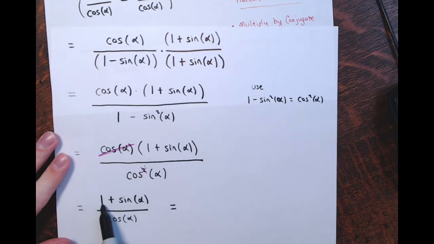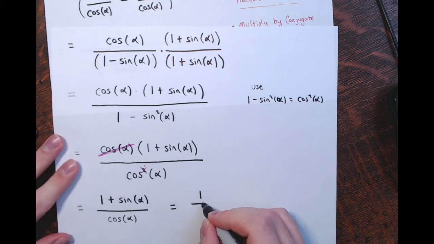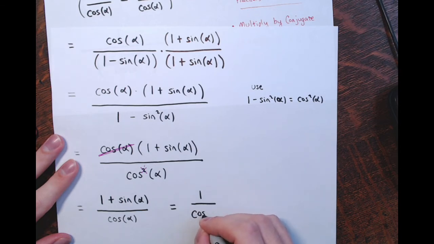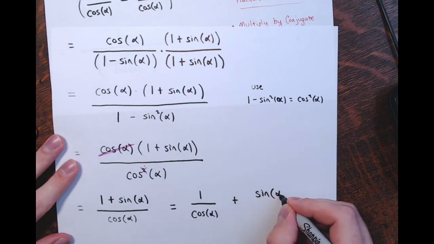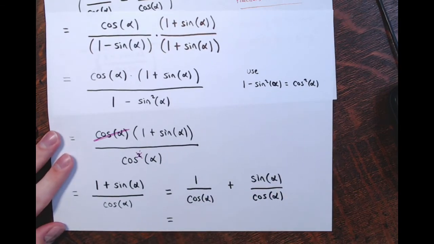Notice now my numerator has multiple terms and the denominator only has a single term. So remember, you could split this up and say this is equivalent to 1 over cosine plus sine over cosine. Right, if I was to split that fraction up, divide each term in the numerator by the denominator. And this is great too, but what's another way to say these? 1 divided by cosine alpha, that's the same as secant alpha, plus, and then sine divided by cosine is tangent.